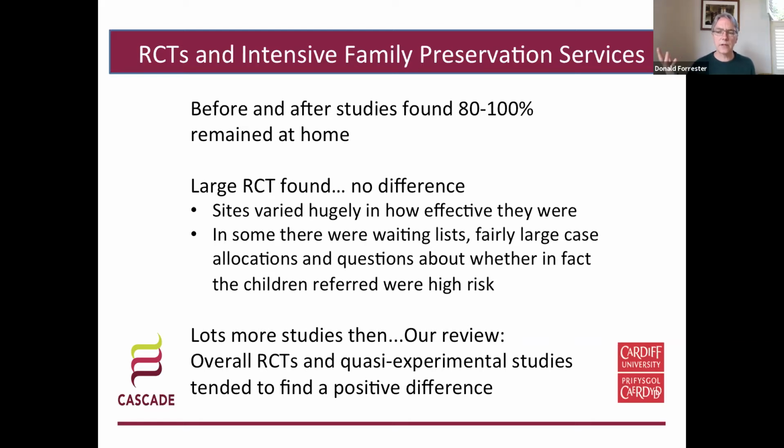So at this point, you may be concluding, oh, maybe intensive family preservation services don't work. There were lots more studies. And then we did a systematic review of all those studies, which found overall there was fairly strong evidence that mostly intensive family preservation services were good at keeping kids out of care. How to interpret this?